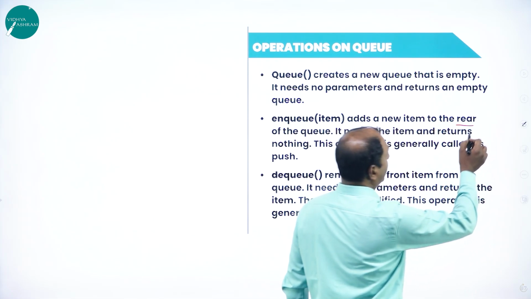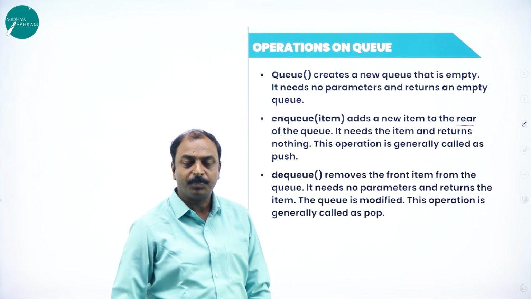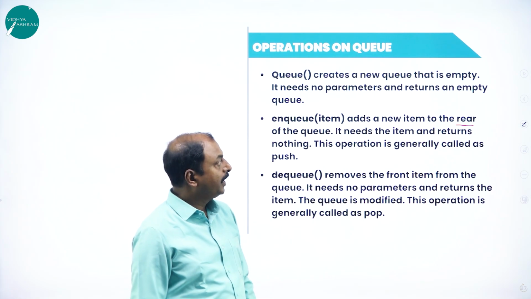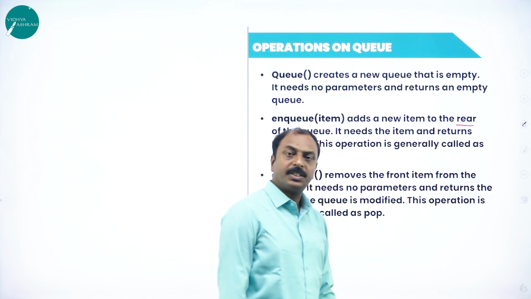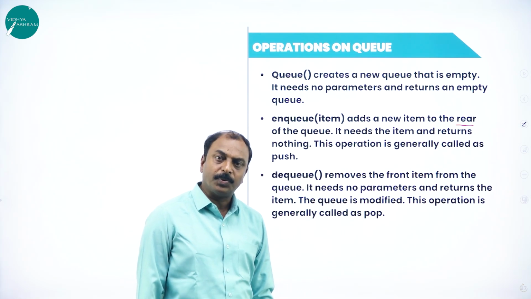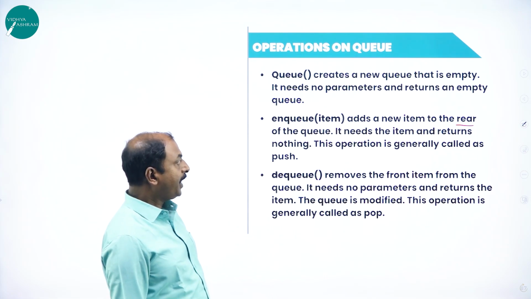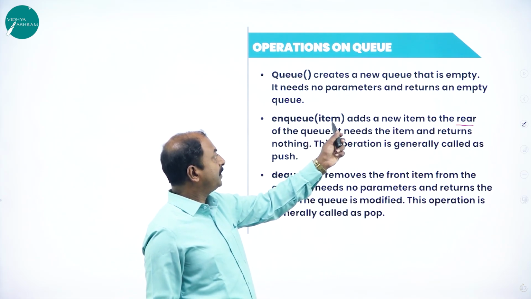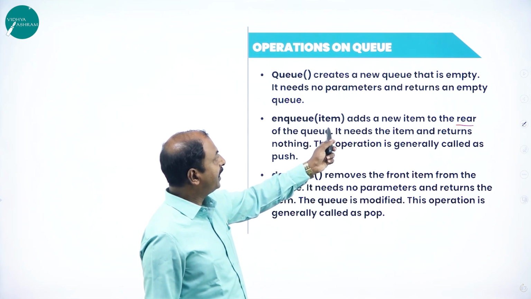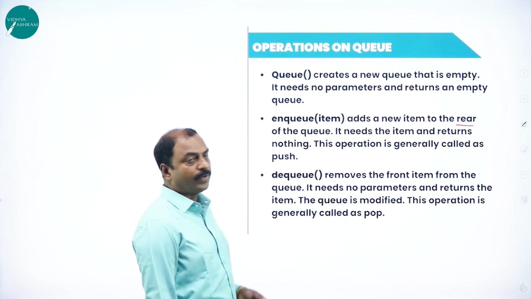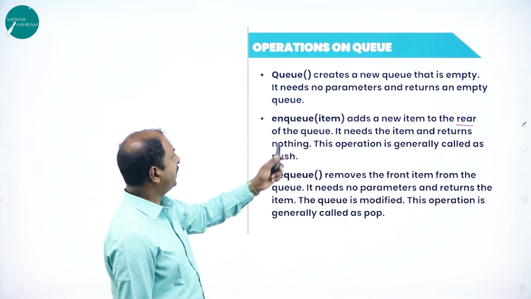We have learned there are 2 points. One is the rear point and the other is the front point. Rear is the point where insertion takes place, and front is the pointer to the element to be deleted. So accordingly, the new element, the item, is inserted at the rear point. So the operation is NQ.